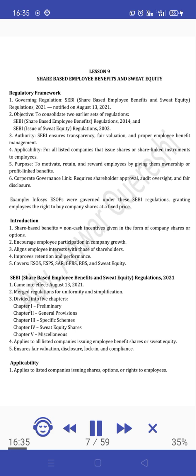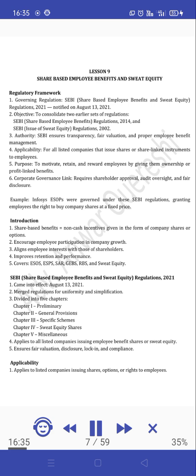3. Authority: SEBI ensures transparency, fair valuation, and proper employee benefit management. 4. Applicability: for all listed companies that issue shares or share-linked instruments to employees. 5. Purpose: to motivate, retain, and reward employees by giving them ownership or profit-linked benefits. 6. Corporate governance link: requires shareholder approval, audit oversight, and fair disclosure. Example: Infosys ESOPs were governed under these SEBI regulations, granting employees the right to buy company shares at a fixed price.